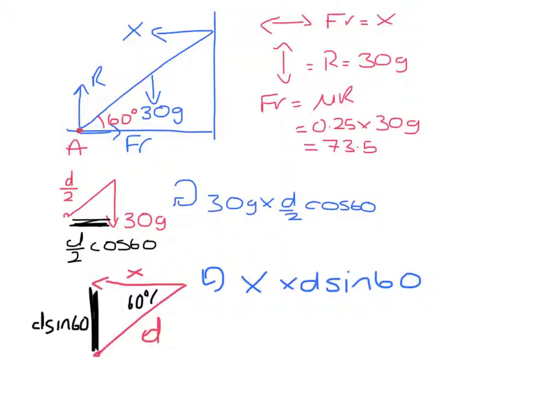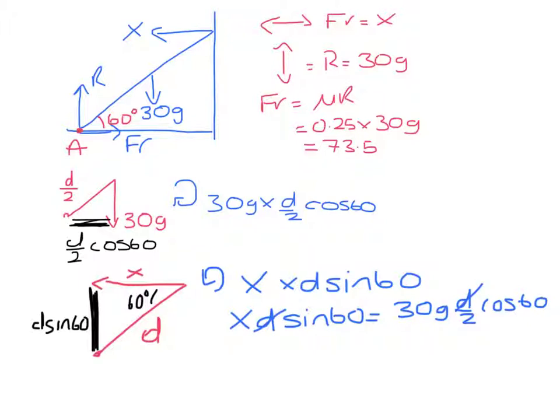I know that the moments are in equilibrium, so X D sin 60 has to equal 30g D over 2 cos 60. My Ds cancel, and I'm left with an equation with only one unknown, which is X. And if I do 30 times 9.8 divided by 2 cos 60, and then divide by sin 60, I get 84.87, which when we round to 3 s.f. is 84.9 newtons.